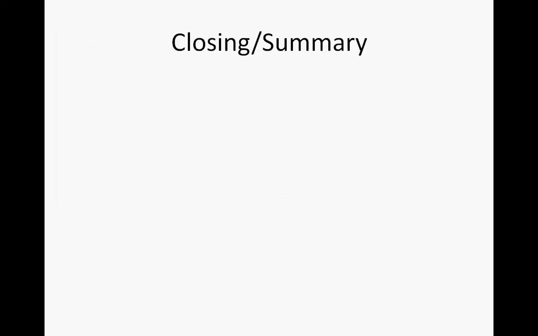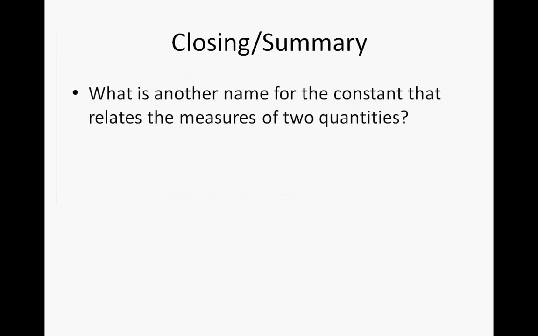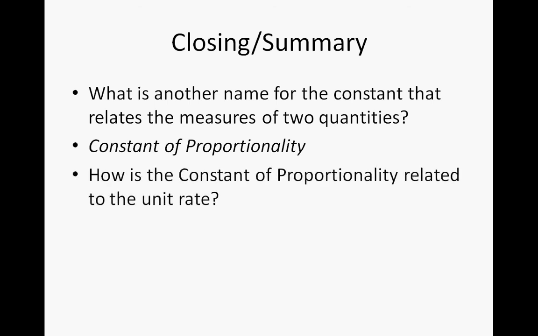All right, so to summarize, what is another name for the constant that relates the measures of two quantities? Well, it's called the constant of proportionality. And how is the constant of proportionality related to the unit rate? Well, as you should know, they are the same. So the unit rate and the constant of proportionality are one and the same thing.